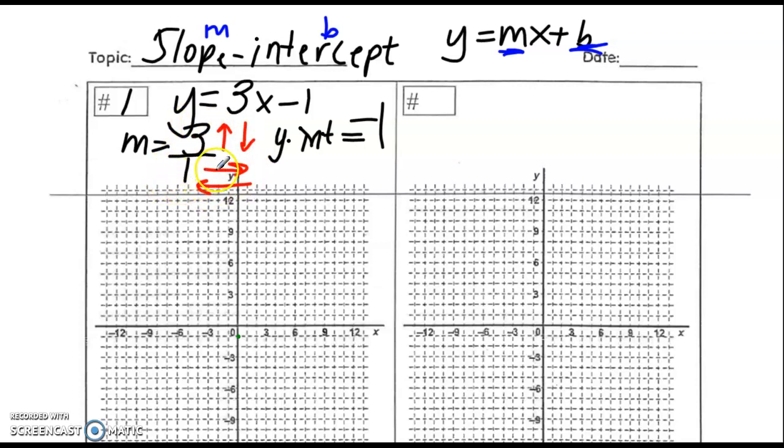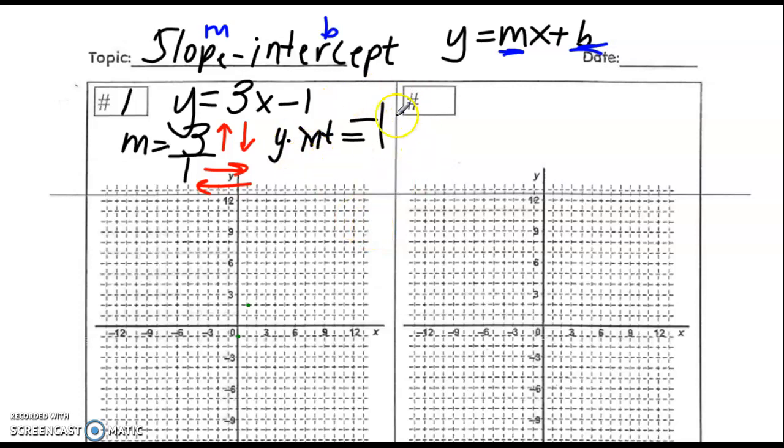In the denominator, you'll go right 1 if it's a positive 1. You'll go left 1 if it's a negative 1. So both of these are positive. So that means we're going to go up 3, right 1. So from that point that I just plotted, my y-intercept, I'm going to go up 3. So 1, 2, 3. And then I'm going to go right 1 from that point, and there's my second point that I'm going to use to graph.